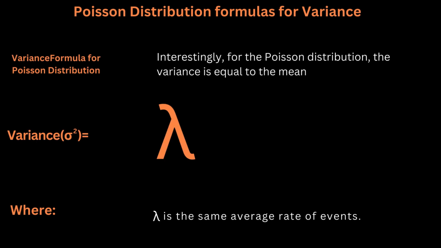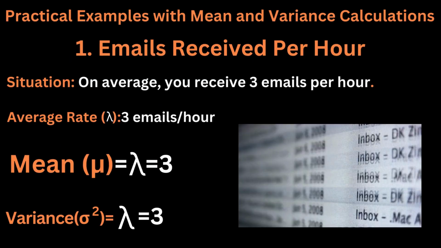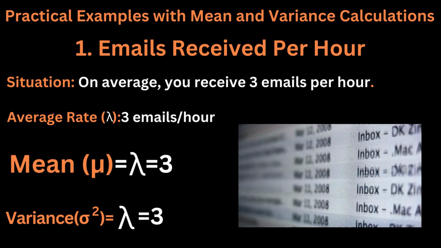The variance formula is actually the same. Poisson distribution is a distribution where the formula for mean and the formula for variance are the same. So the variance is equal to mean, variance is equal to lambda, where lambda is the same average rate of events. Now let's understand this using some examples.